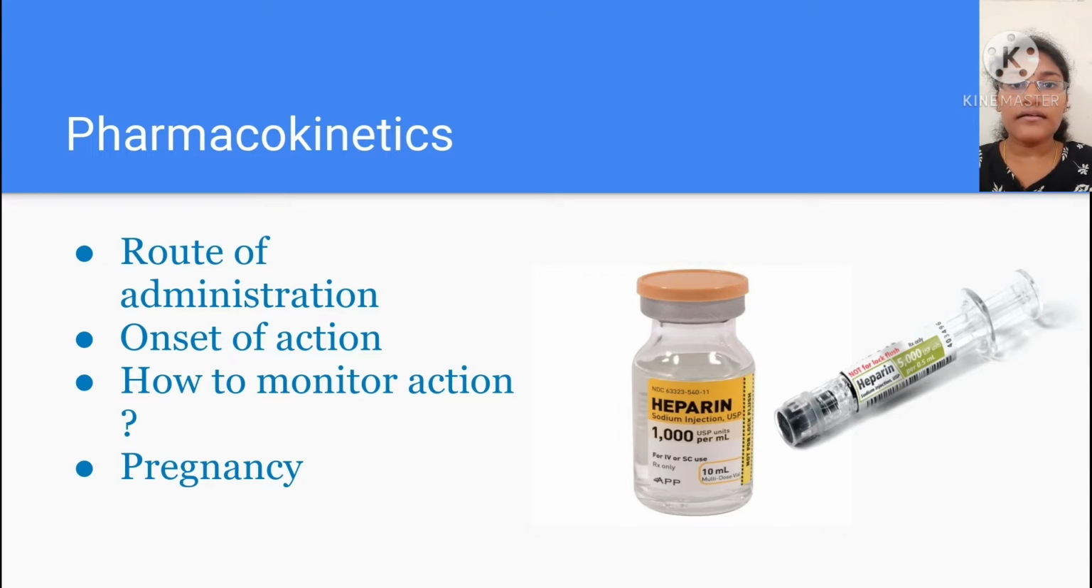We can use the intravenous or subcutaneous route, but we cannot use the intramuscular route of injection, because if we use it intramuscularly, it can cause irritation at the site of injection. It can also cause bleeding because it is an anticoagulant, and if it causes bleeding at the site of injection, it can form a hematoma. That's why we do not give heparin in intramuscular injections. So we can use intravenous and subcutaneous injections.